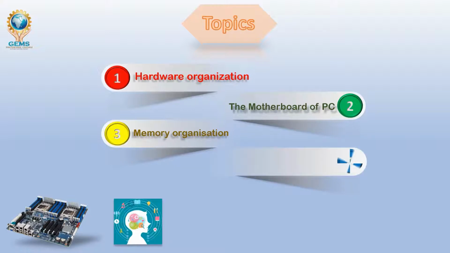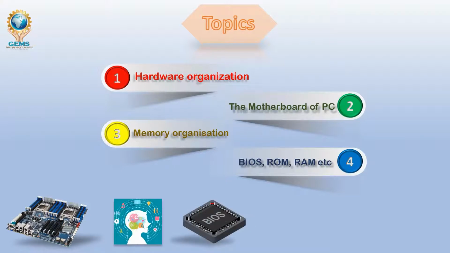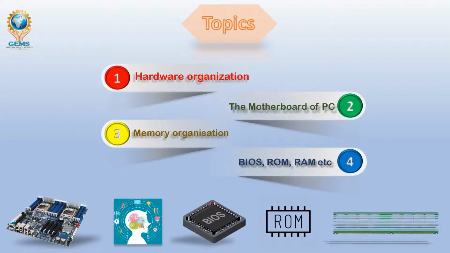And after that, as a fourth topic, we are going to see about the different types of memory, which is a subtopic of the third point, memory organization. In this we are going to see about the BIOS, what the use of the BIOS is and what its function is. After that we are going to see about the ROM, RAM, cache memory and so on. We will see all of this in detail later.